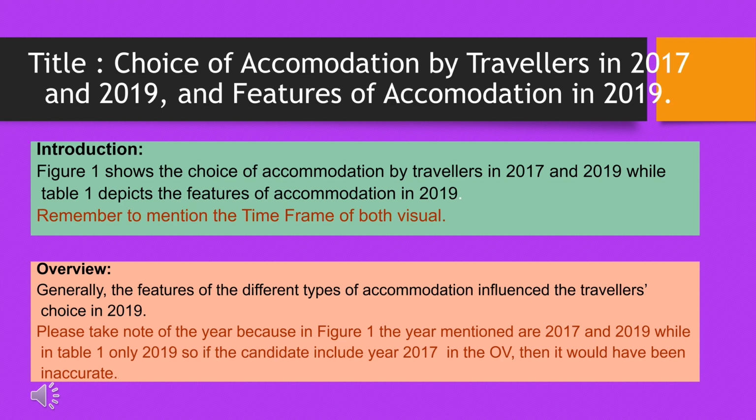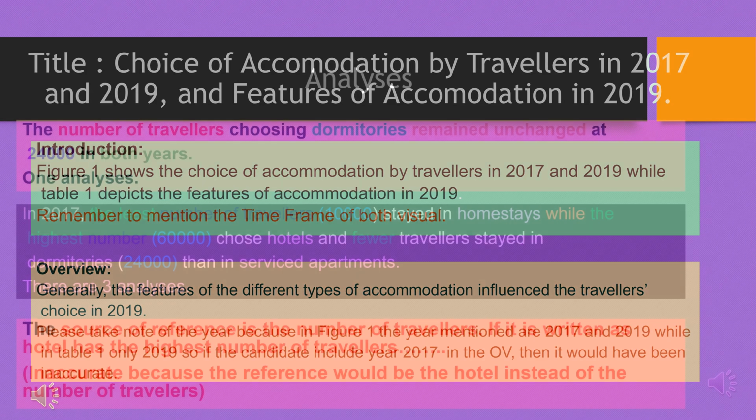So please take note of the year here, because in Figure 1 the year mentioned earlier was 2017 and 2019, while in Table 1 it is only 2019. So if the candidate includes year 2017 in the second sentence, then it would have been inaccurate because we can only focus on year 2019, as for 2017 there are no features mentioned.